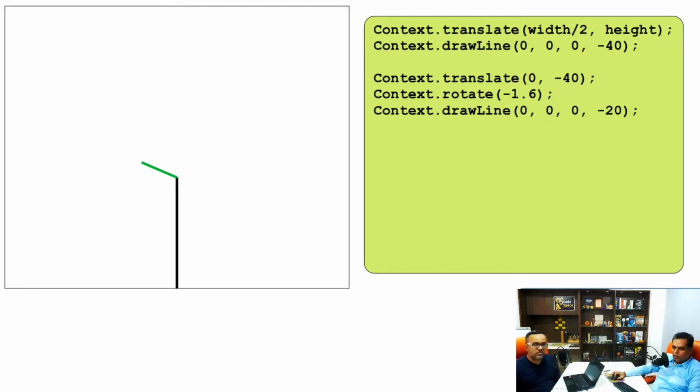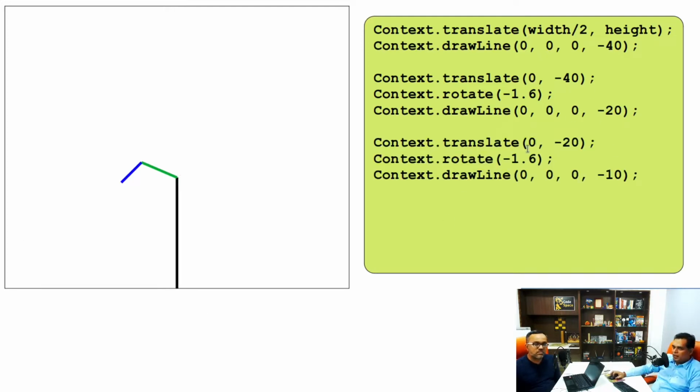Correct. Let's go to the next one. I do the exact same thing. I say translate it to 0, minus 20. Rotate it by another minus 1.6. And then draw a line to minus 10. So now what this will do is basically put this blue line over here, starting from the green line. And you can go on to any depth you want over here.